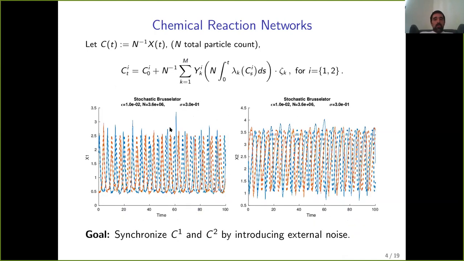Okay, so I will call this scaled X a random variable, capital C. This is the system we are interested in here, and we have more than one. In this case, we are computing two oscillators, which are stochastic. So we have two systems like this, and the main goal of this work, which is an ongoing collaboration with James, is how we can synchronize these two stochastic oscillators, which are pure jump, by introducing external noise.